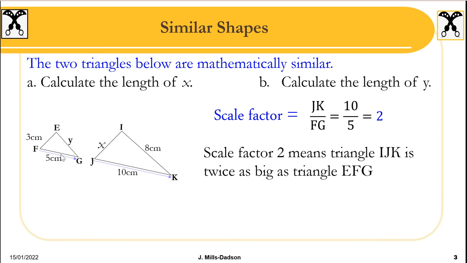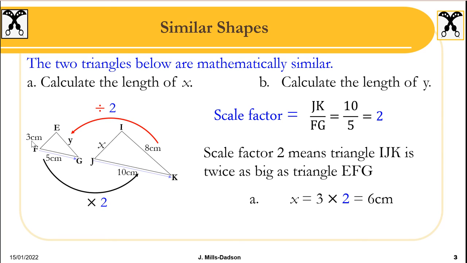So that tells you that if you were looking for a missing side on a bigger one, you times the corresponding side by 2. And if you're looking for a missing side on a smaller one, you divide the corresponding side by 2. That's what you need to remember. So in an exam, it's best to always do this to remind you when to divide and when to multiply. So looking for X. X is on a bigger one, so we take the corresponding side, which is 3, and multiply by 2. That gives us 6 centimeters. Y, we take the corresponding side, which is 8, and divide it by 2, and that gives us 4 centimeters.